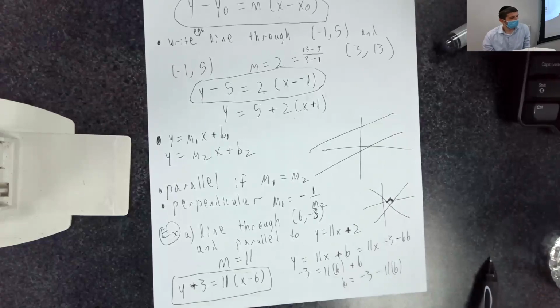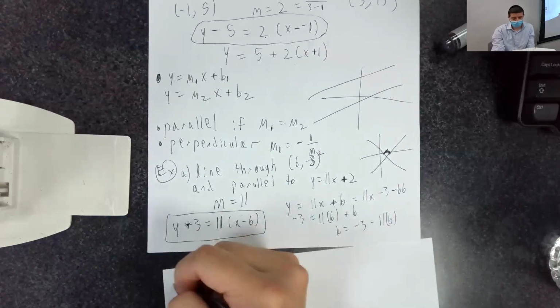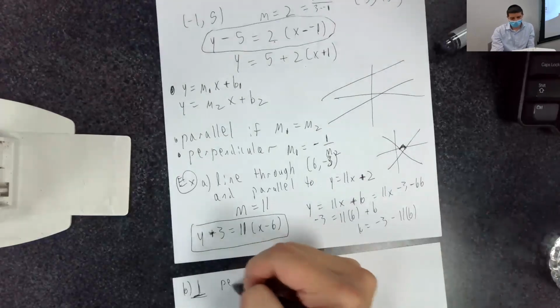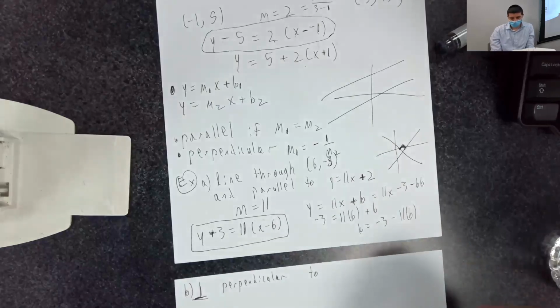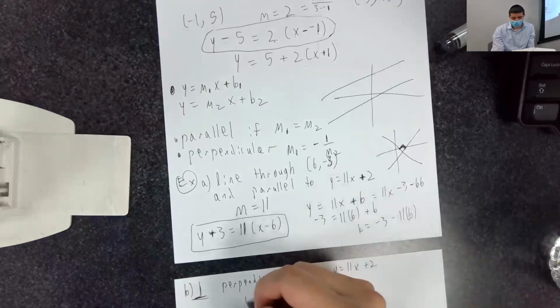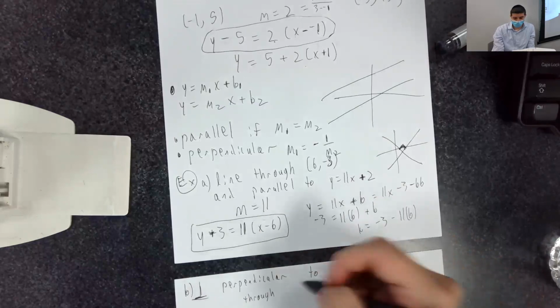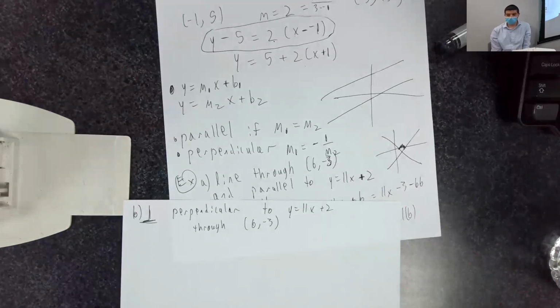Questions on this? What if I want a perpendicular line? How about for part B, let's do perpendicular. Same question, but for B, let's do perpendicular. This symbol means perpendicular, to y equals 11x plus 2, through the same point, (6, -3). So again, you have to figure out the slope. You need a slope and a point.